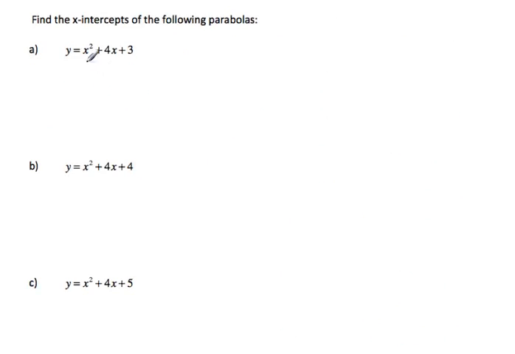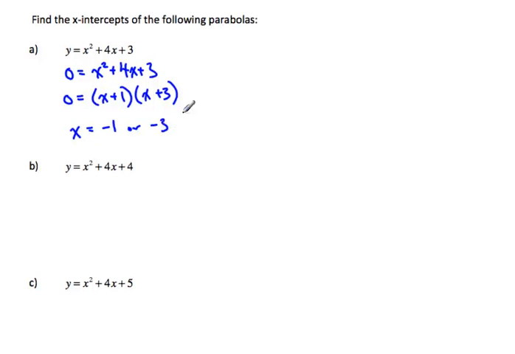To illustrate further, let's find the x-intercepts of each of these parabolas. So we start with y is equal to x squared plus 4x plus 3, and we're going to set y equal to 0 to find the x-intercepts. This function factors easily, so I'm going to factor it and get x plus 1 and x plus 3. That means that the x-intercepts are going to be negative 1 or negative 3. And if we think about graphing the parabola, we know it's opening upwards, and it's got x-intercepts of negative 1 and negative 3, so it's going to look something like that.